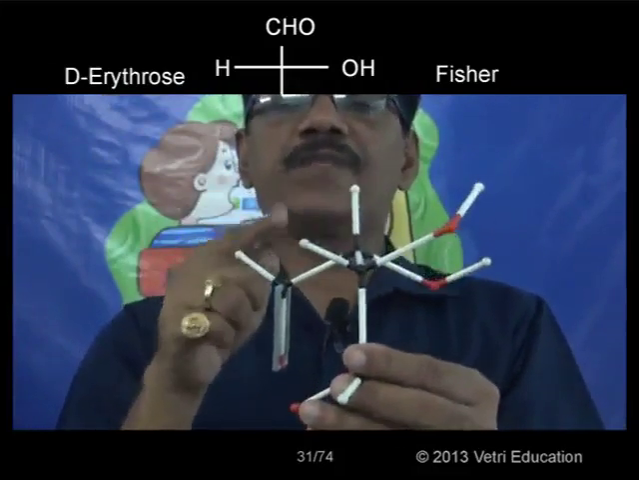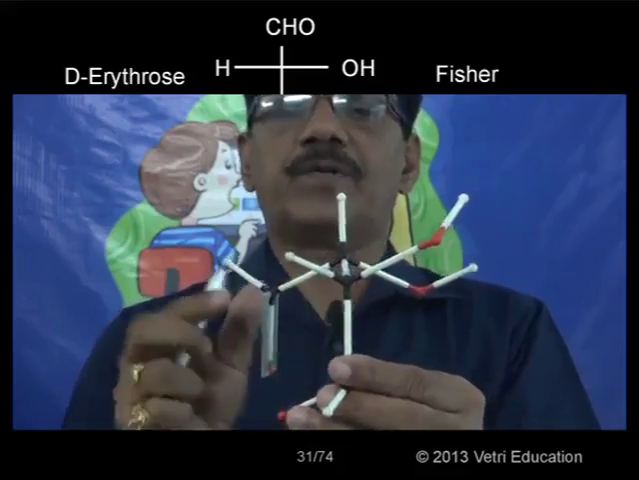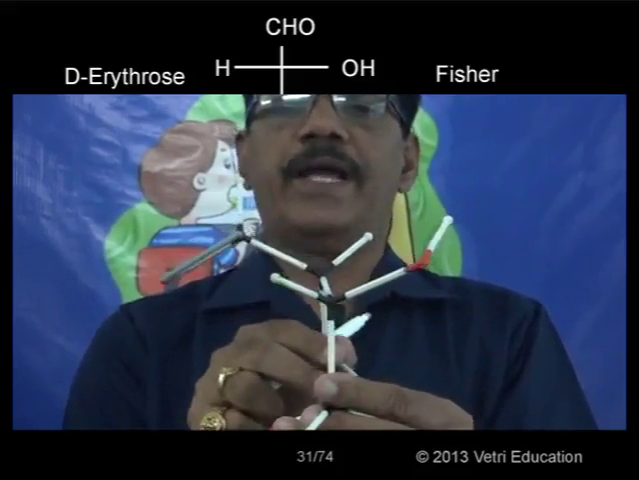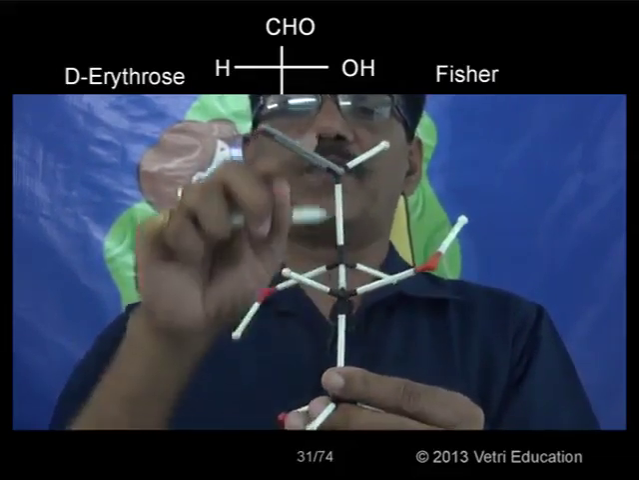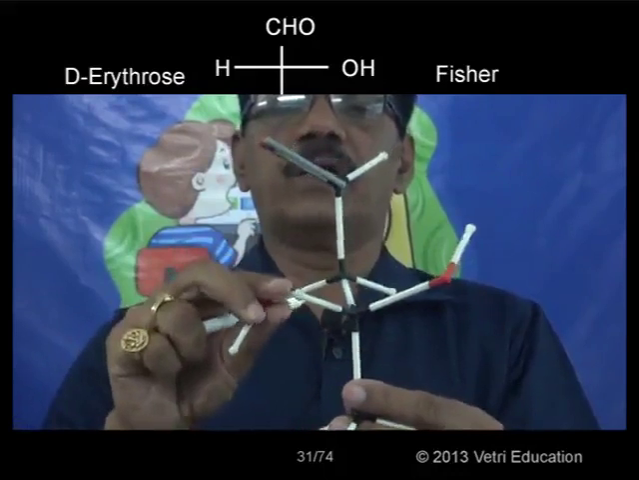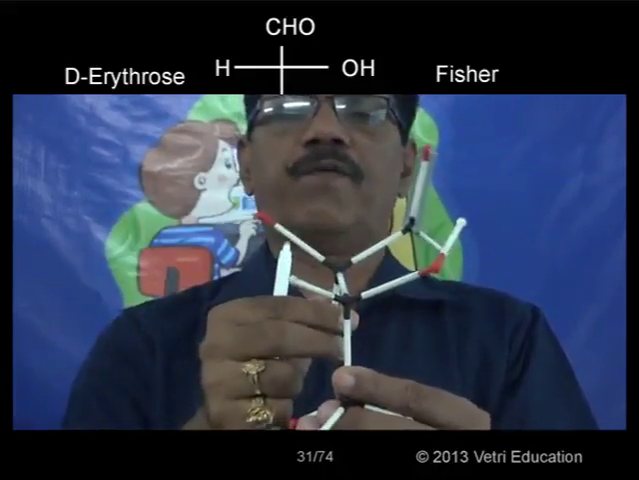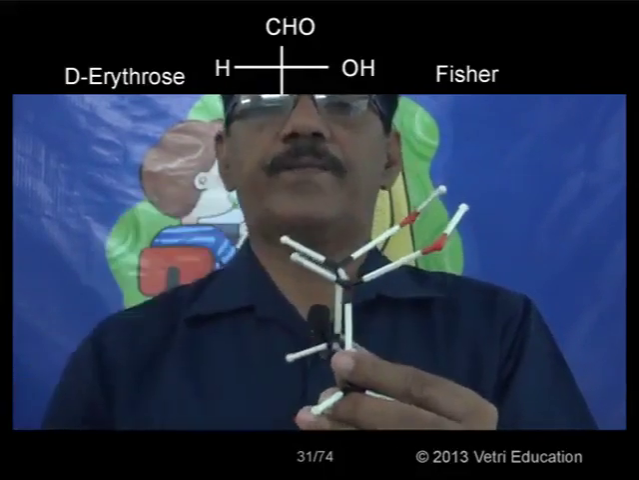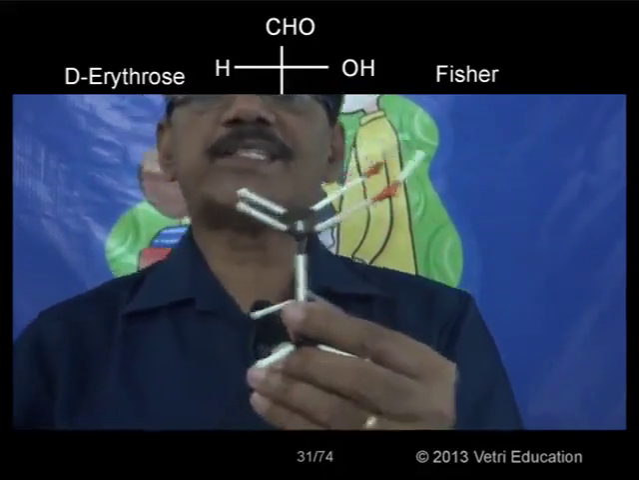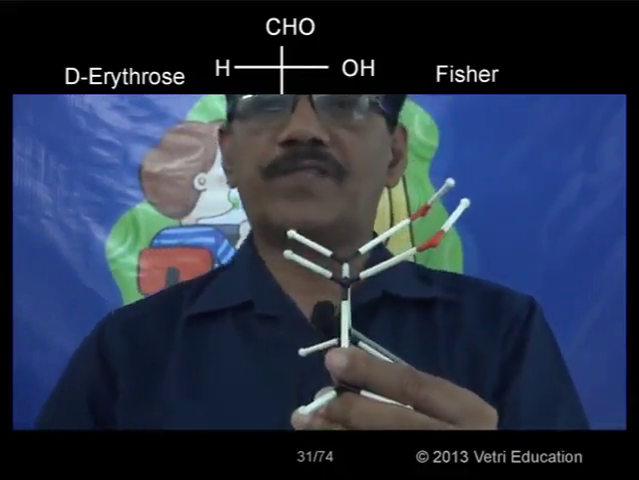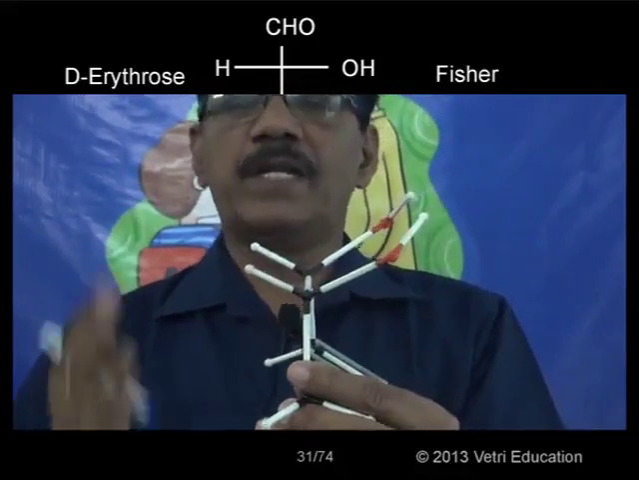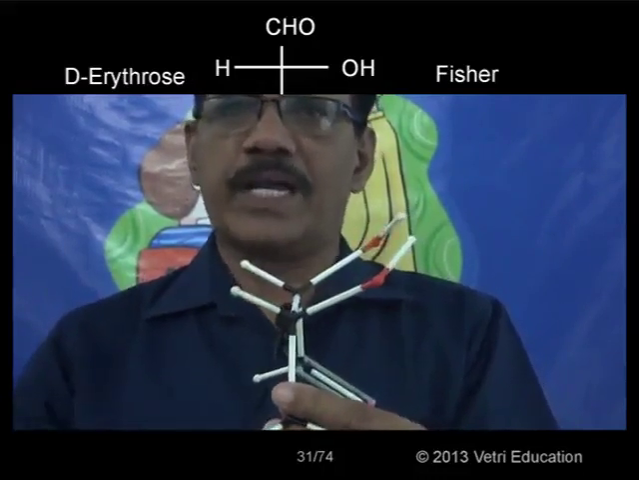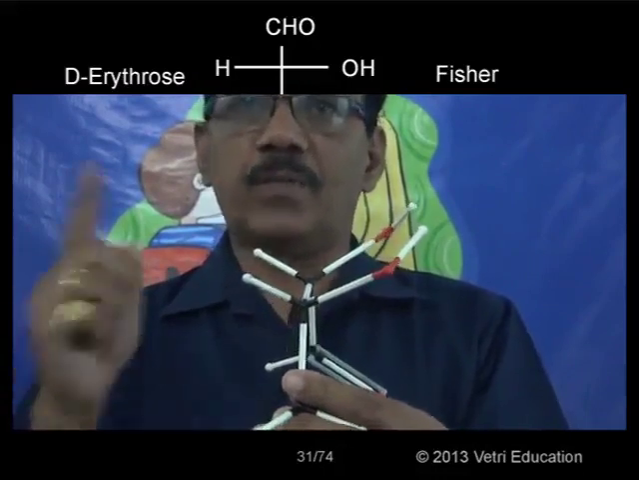First one, eclipsed, number 1. This is staggered, number 2. Then eclipsed, number 3. Again staggered, number 4, opposite, CHO and CH2OH. Then eclipsed, 5. Staggered, 6. And then the original. This is the 6th conformation possible. Always, out of 6, there are 3 eclipsed conformations and 3 staggered conformations. We know that staggered is more stable than eclipsed.